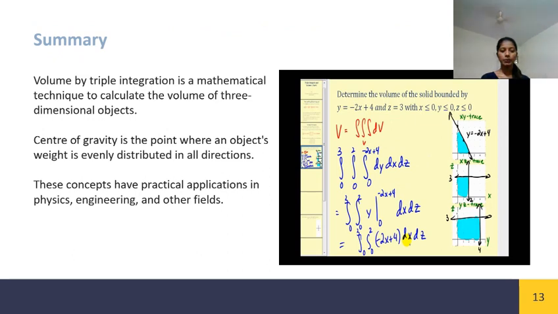Volume by triple integration is a mathematical technique to calculate the volume of three-dimensional objects, and center of gravity is the point where an object's weight is evenly distributed in all directions. These concepts have practical applications in physics, engineering, and other fields.